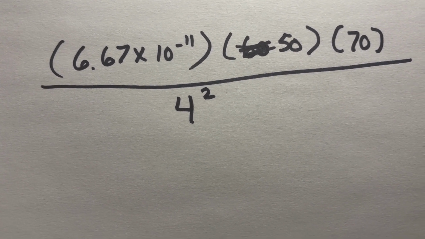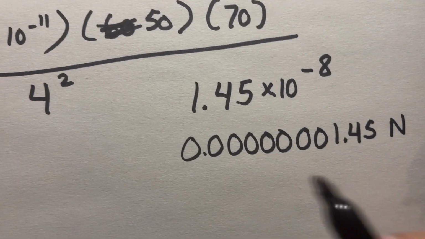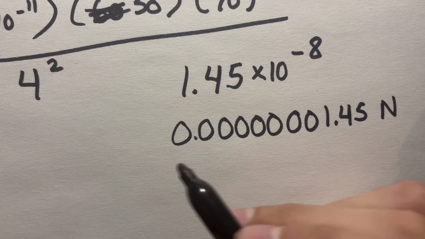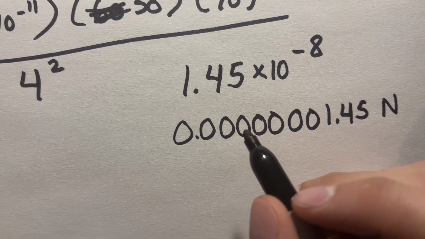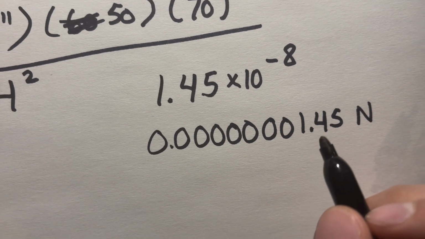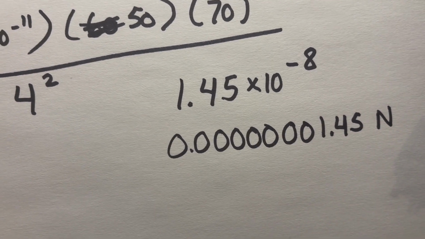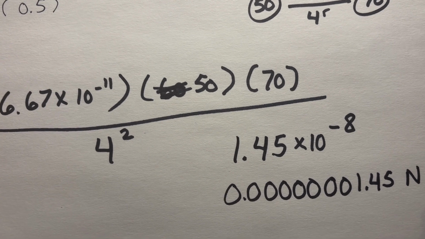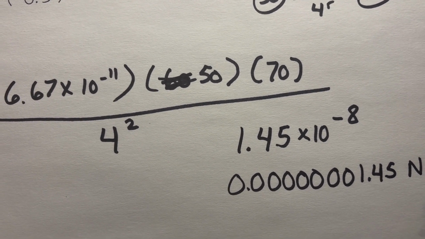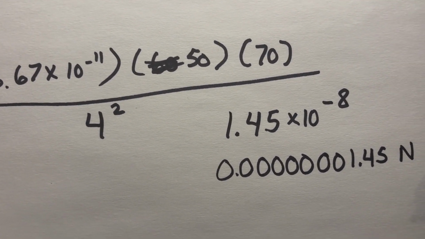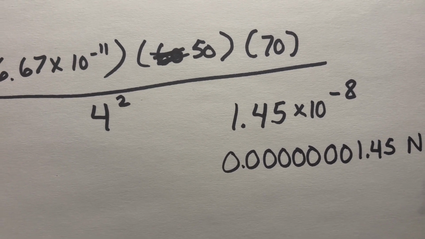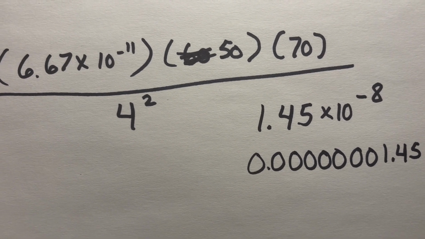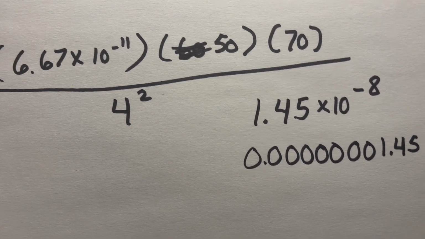So we'll do the math of that. It turns out to be 1.45 times 10 to the negative 8th power, which is 0.0000000145 newtons of force between those two objects of 50 kilograms and 70 kilograms that are 4 meters away, which is a very, very small amount of force, as you can see, which is why you don't really feel gravitational pulls towards objects unless they're about as large as the moon or the earth.